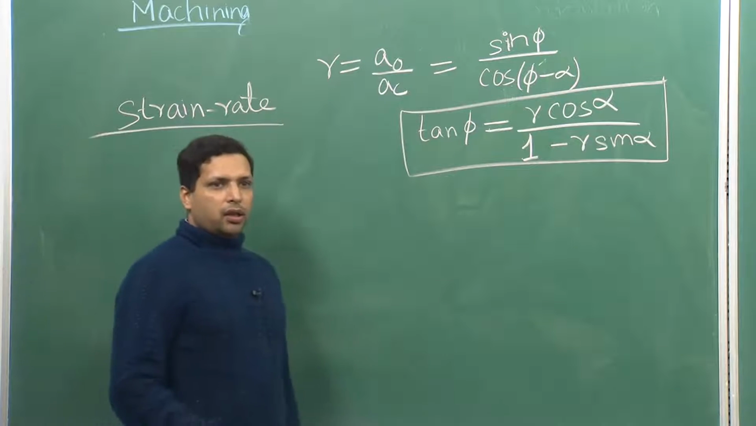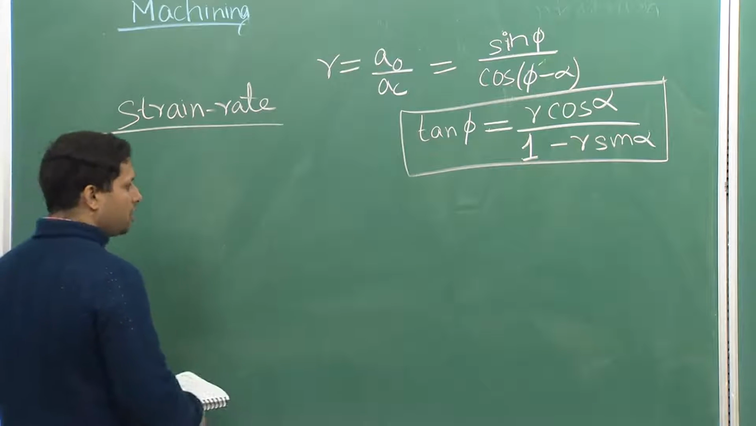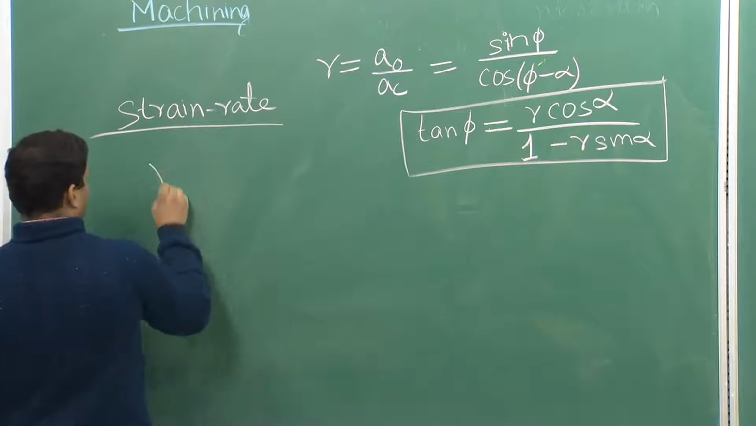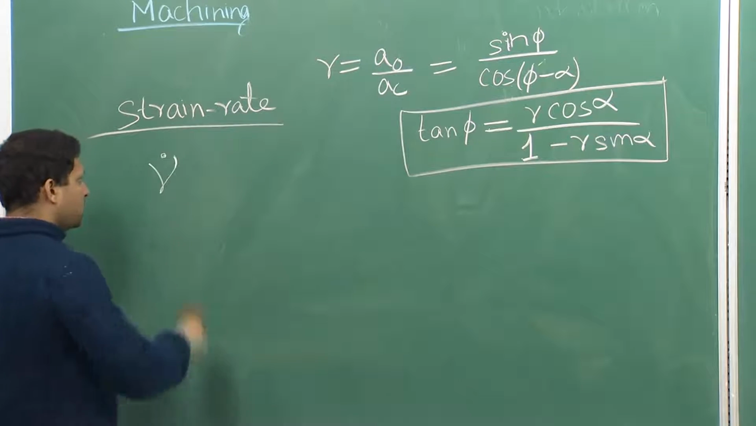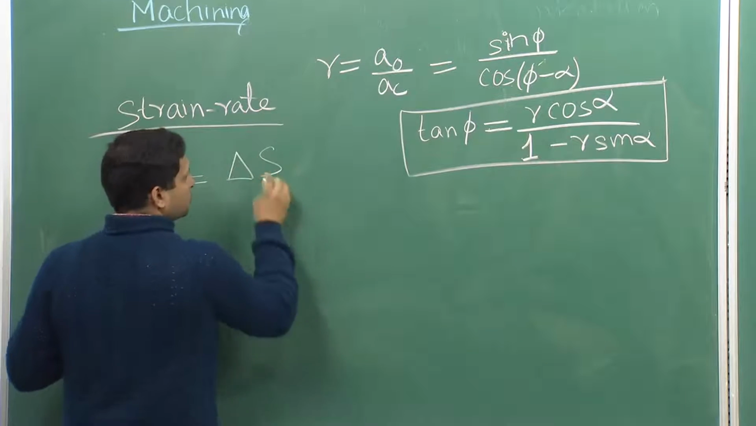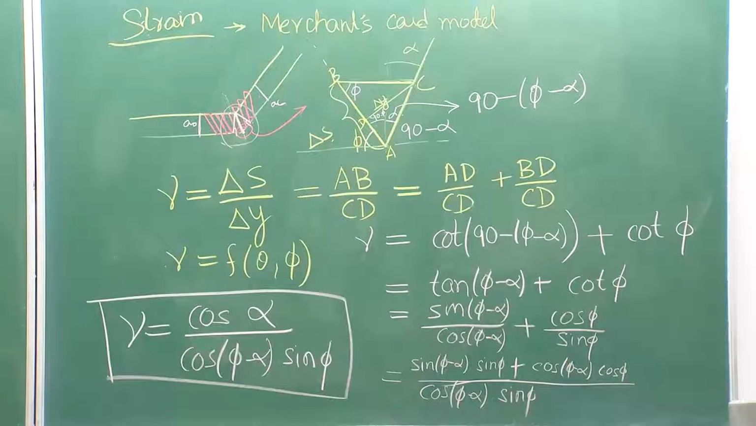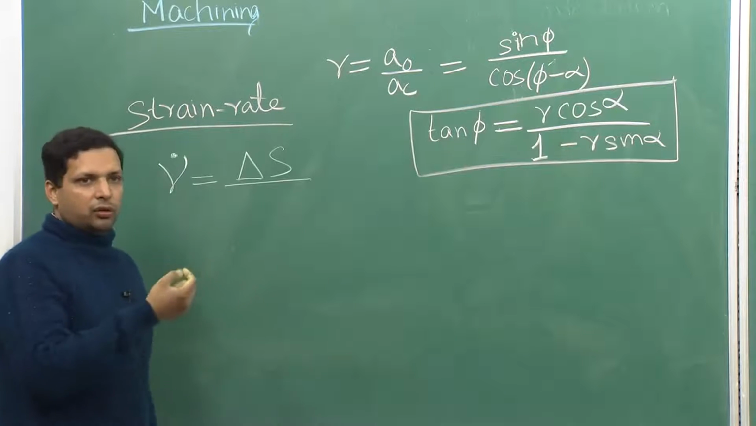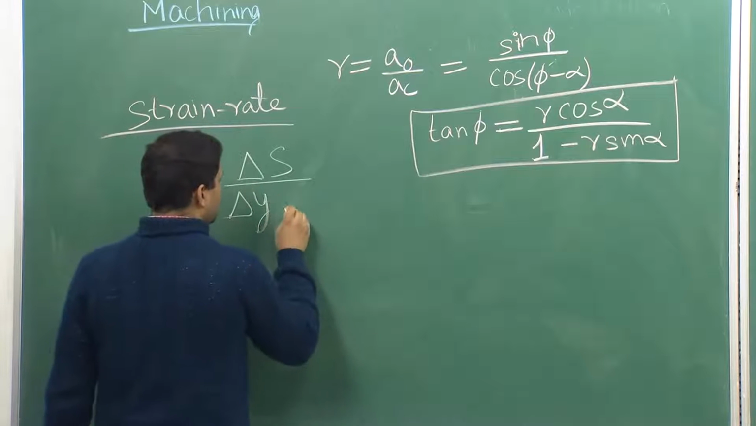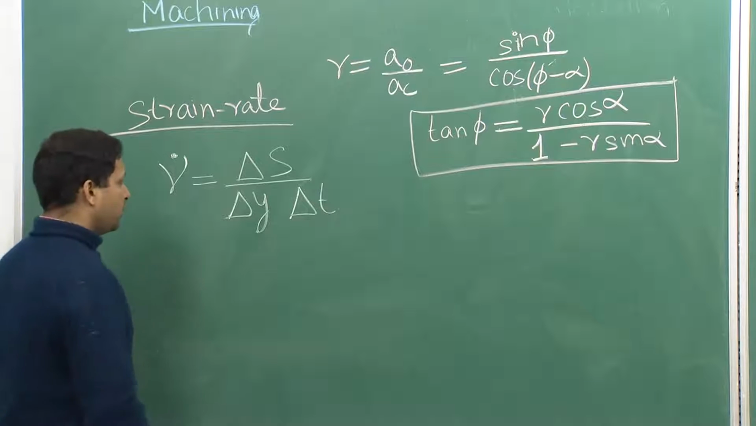Strain rate is what? It is the rate of change of strain. So, if we were to write it in terms of delta, strain rate, which is strain dot, can be written as follows. We know that delta S by delta Y is the strain in terms of the card model, and the time it takes to do the displacement can also be added into this equation. So, this becomes delta S by delta Y by delta T. So, this is your strain rate.